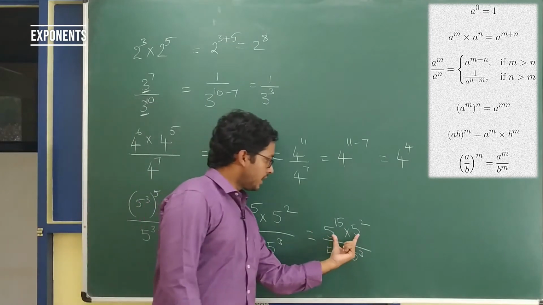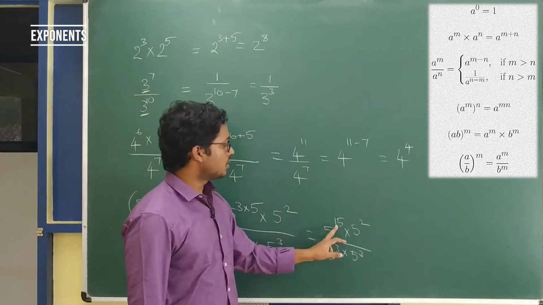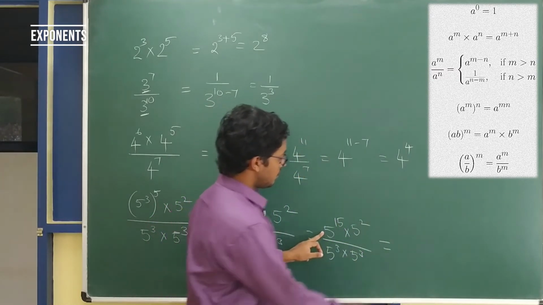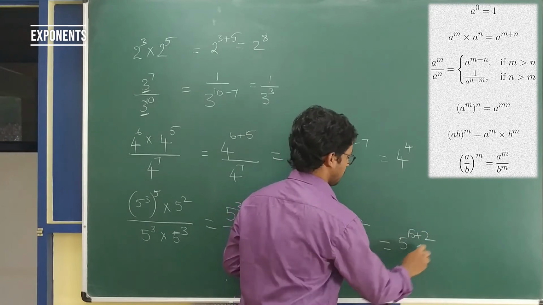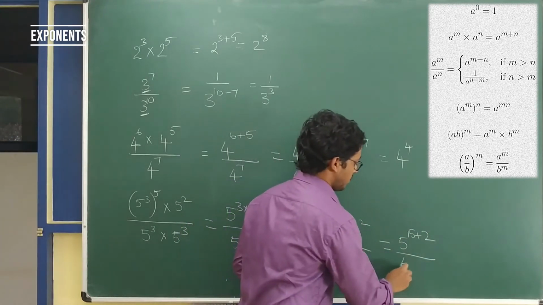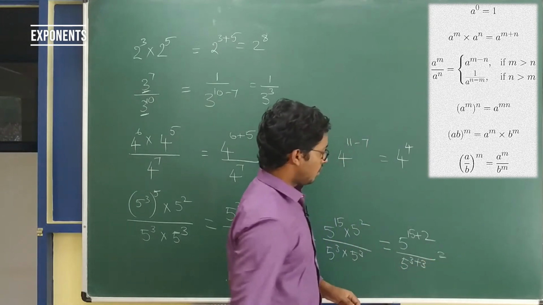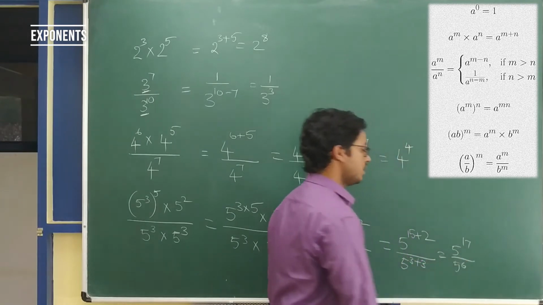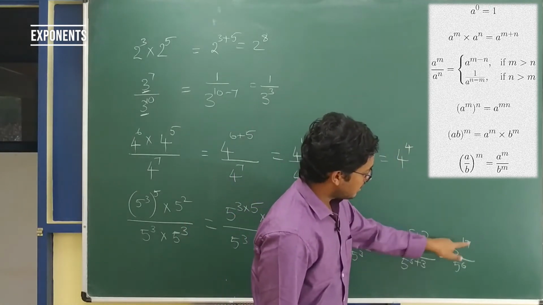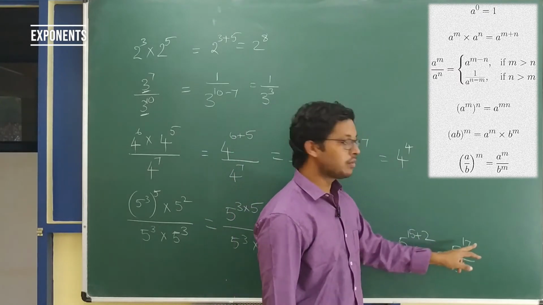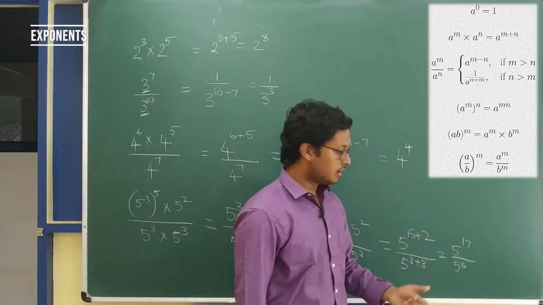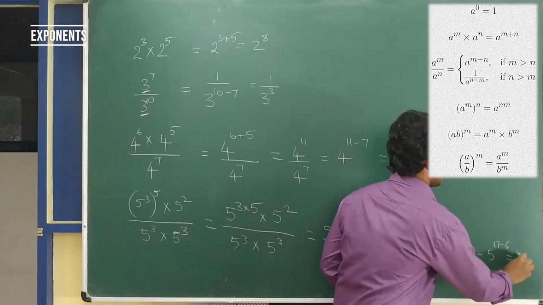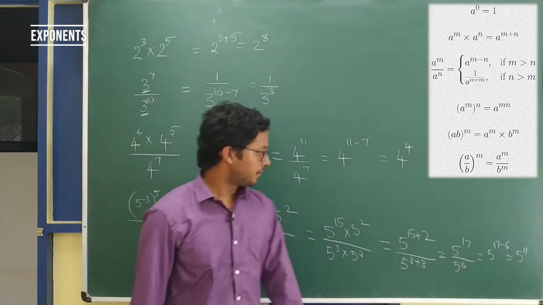Now we have 2 multiplications with same base, and here also same base. In this case we add the powers. So let's simplify numerator and denominator. It is 5 raised to 15 plus 2 divided by 5 raised to 3 plus 3. So this will be equal to 5 raised to 17 divided by 5 raised to 6. Now we have same base divided. So what do you do? You take 6 to the numerator because 17 is bigger than 6. So we take 6 to the numerator, and it will become 5 raised to 17 minus 6, which will be 5 raised to 11.